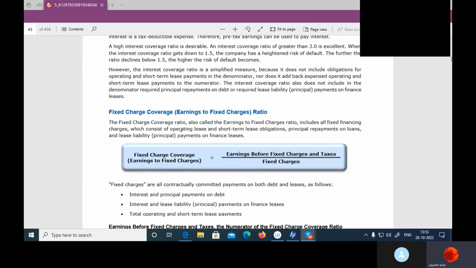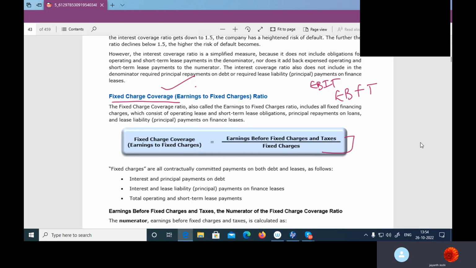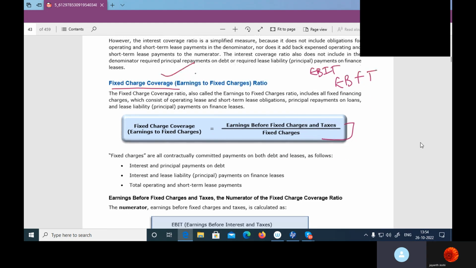Next one, fixed charge coverage ratio. The formula is earnings before fixed charges and taxes divided by fixed charges. The previous ratio was earnings before interest and tax. Now it is earnings before fixed charges and taxes. Correct? Got it.